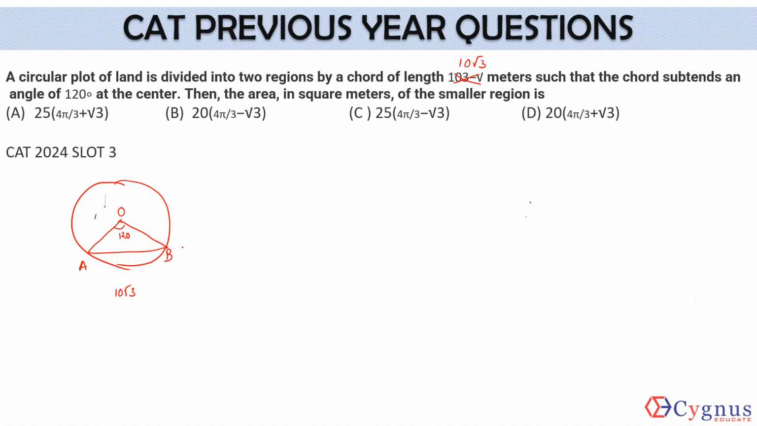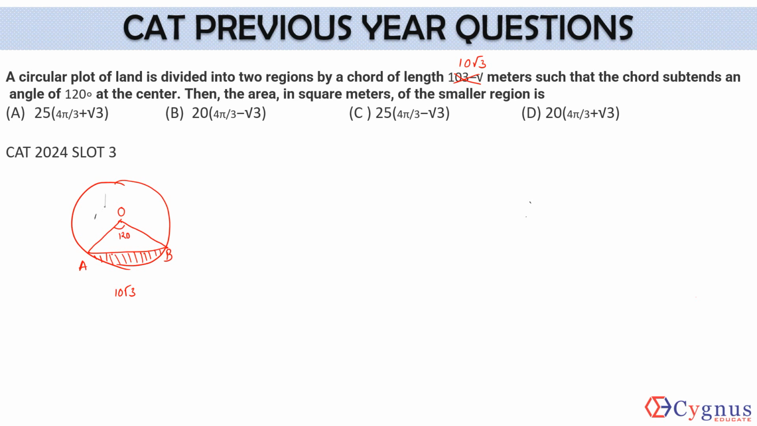Then the area, in square meters, of the smaller region. The chord divides the whole circle into two parts. I'm looking for the area of this one. We call it the minor segment. How do we get that? Area of the sector AOB minus area of the triangle AOB will give you the area of this minor segment. But for that, you need the radius also.